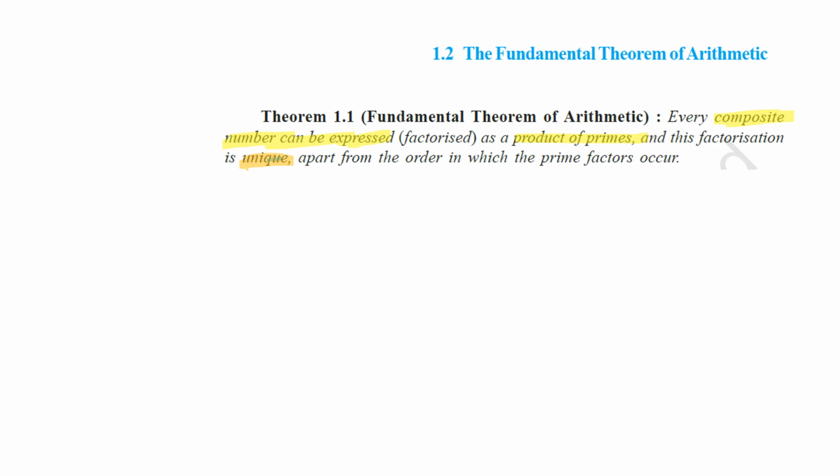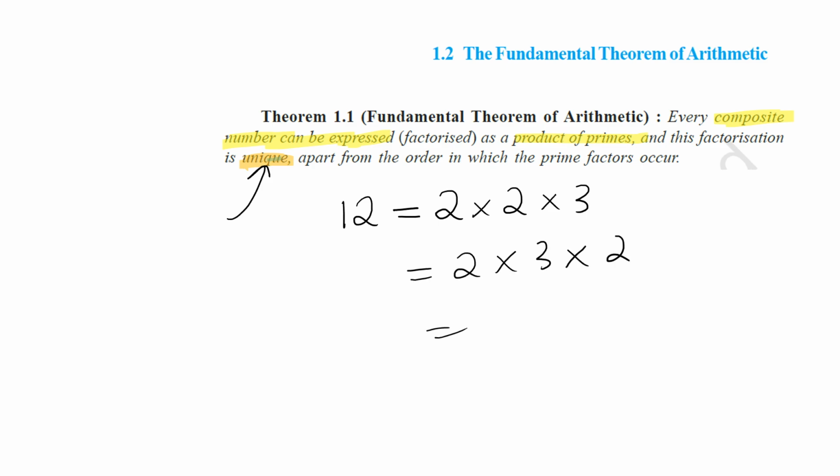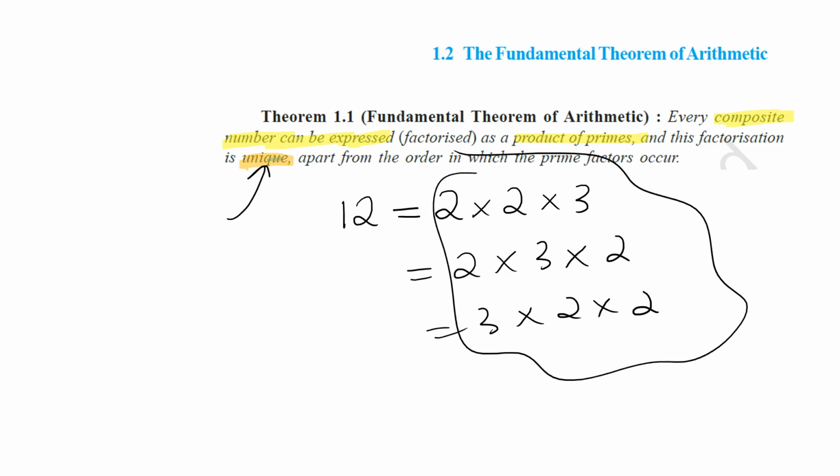It says that if you take any composite number, for example 12, it can be written as a product of primes. So 2 into 2 into 3. So these are all primes. So we can write 12 as a product of primes. And this factorization is unique, apart from the order in which the prime factors occur. So you can perhaps write it in a different order like this, but that doesn't matter. The prime factors are unique, correct?